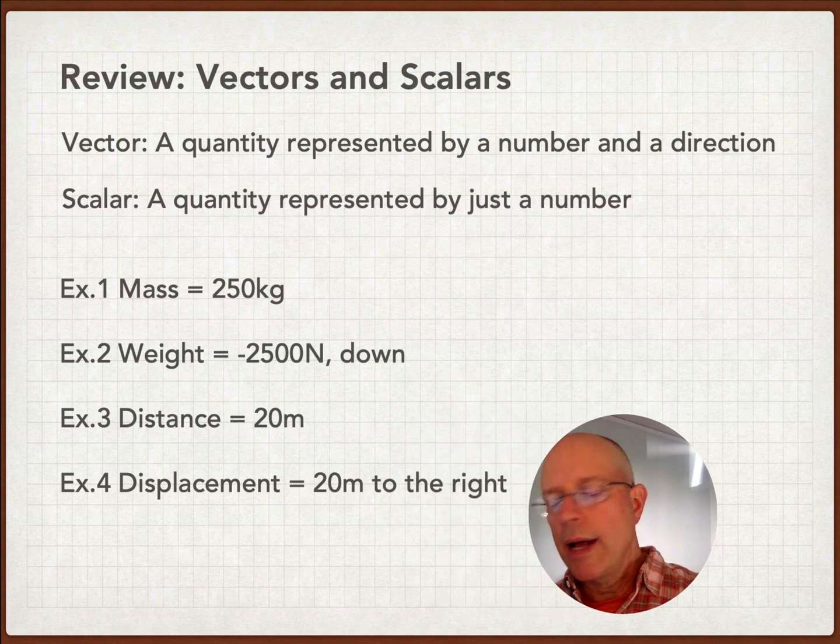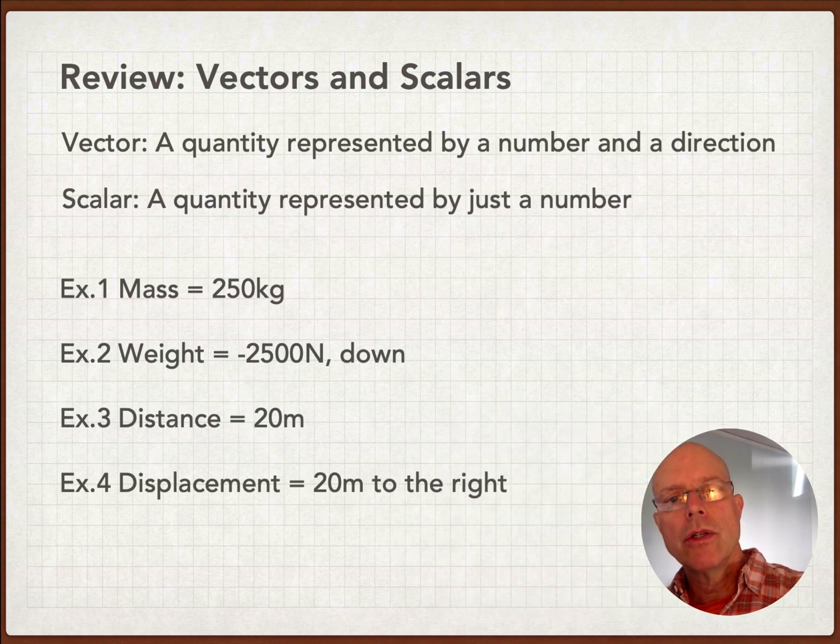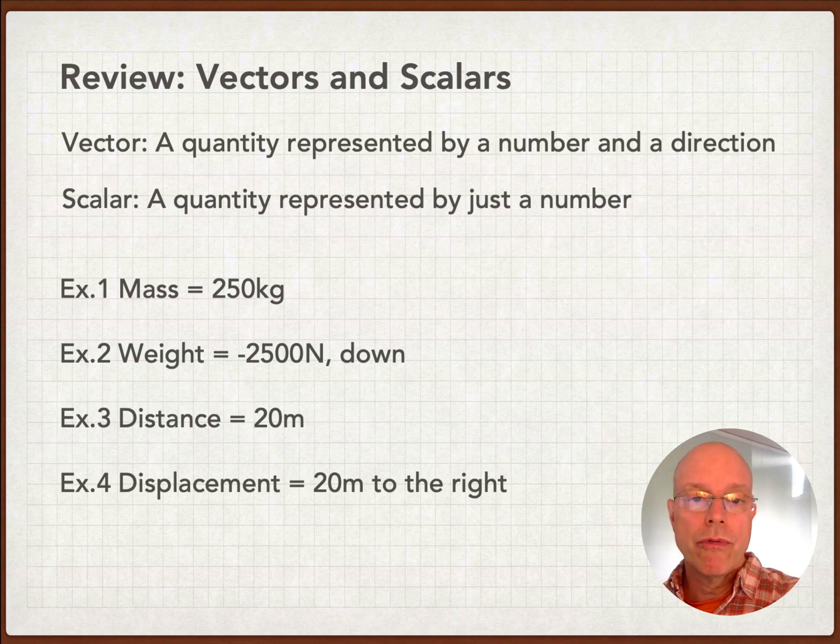We've been using in class the words vectors and scalars. So you should know that a vector is a quantity that has a number and a direction, and a scalar is just a plain old number. So for example, if we go looking at something like mass, then mass is just going to be 250 kilograms. That means that's an example of a scalar.